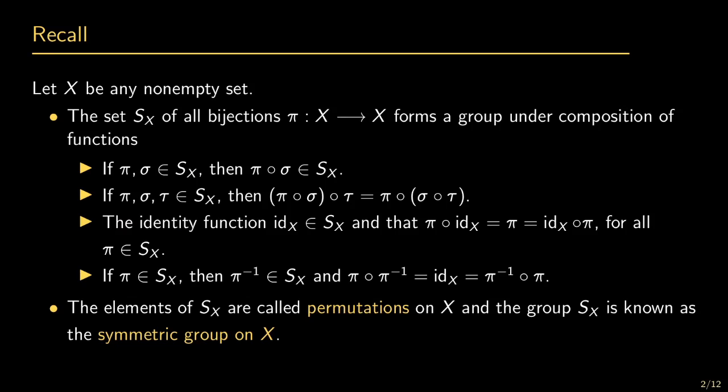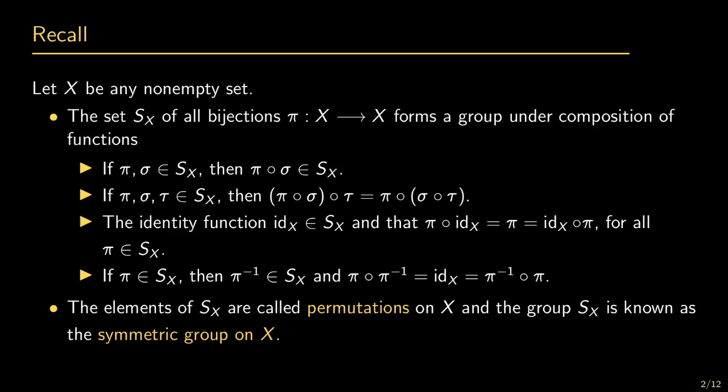So to recall, if you take any non-empty set X, you can form the set of all bijections from X to X and denote the set by the symbol S sub X. Again, the set S sub X consists of all bijections from X to X. When you say bijections, these are functions which are both one-to-one and onto. And under composition of functions, we have learned that this set of bijections forms a group.